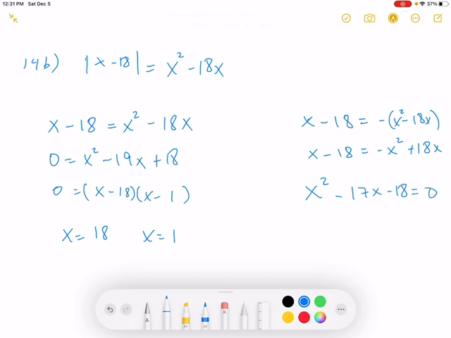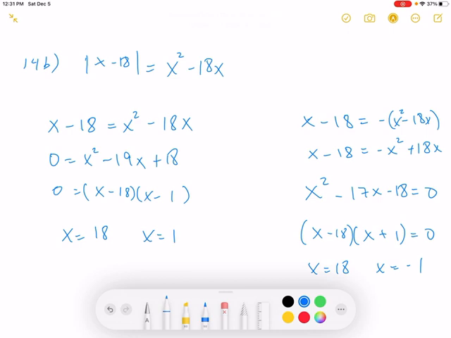And this is what I get. Set it equal to 0. And again, all we have to do is factor. What are factors of -18 that, when I add, I get -17? -18 times +1 gives you -18. Add -18 plus 1, you get -17. Nice. Set them equal to 0. And you get these two solutions.